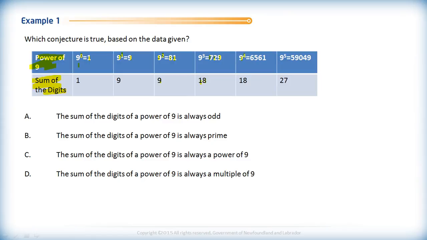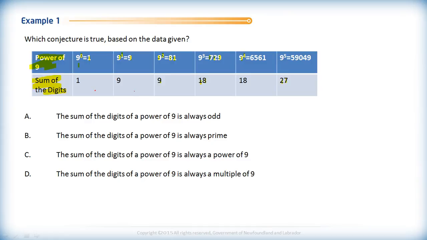9 to the power of 4 is this big ugly number, and when we add those digits together, we also get 18. 9 to the power of 5 is this monstrosity, and it gives us 27. So which conjecture is true based on the data given? We have to evaluate all of these conjectures and see which one makes sense. A: the sum of the digits of a power of 9 is always odd.